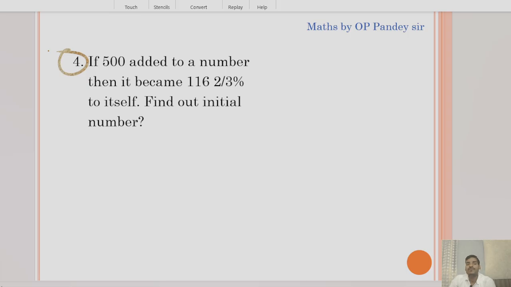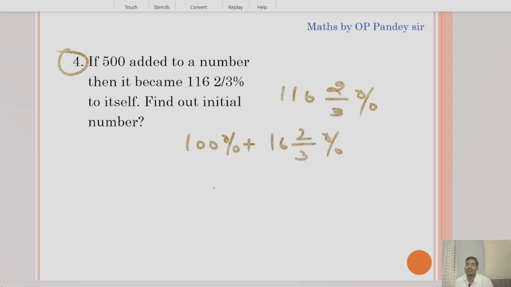Question number 4. If 500 is added to a number, then it becomes 116 2/3% of itself. Find out the initial number. 116 2/3%, change it into fraction form. This is 100% plus 16 2/3%. This is 1 plus 1 divided by 6. This becomes 7 divided by 6, this is 7 ratio and this is 6 ratio. The denominator part is always 100% and the numerator becomes 116 2/3%.